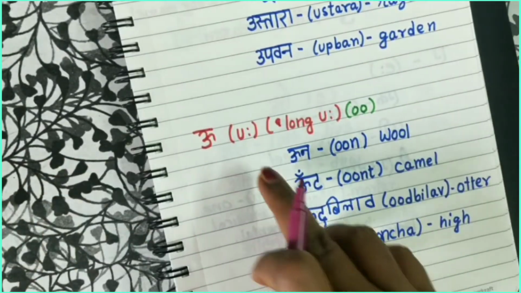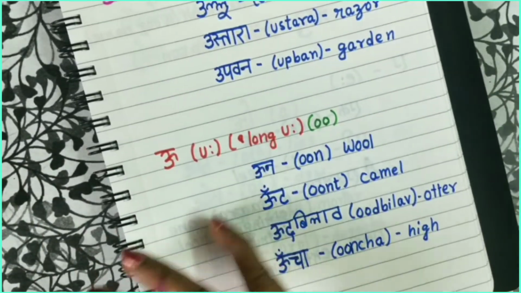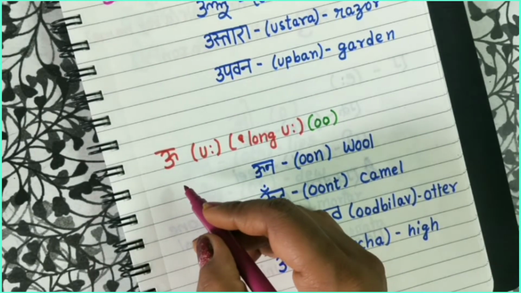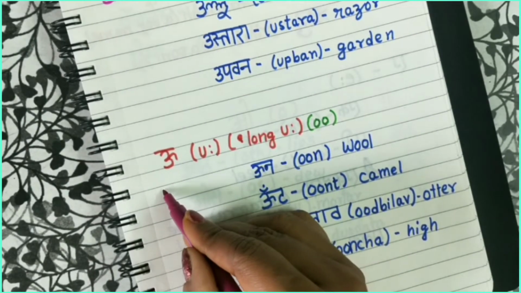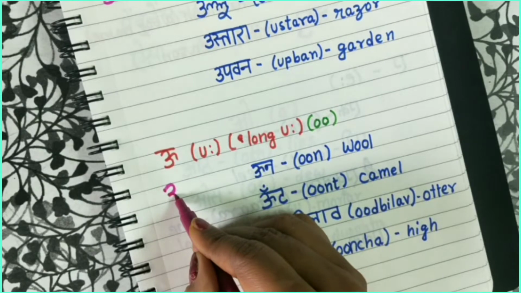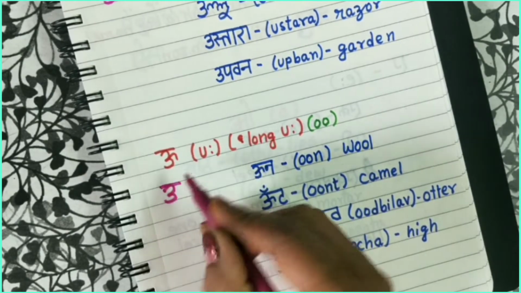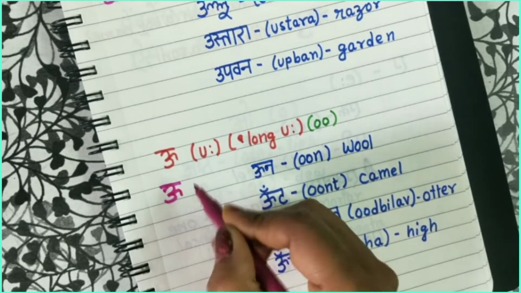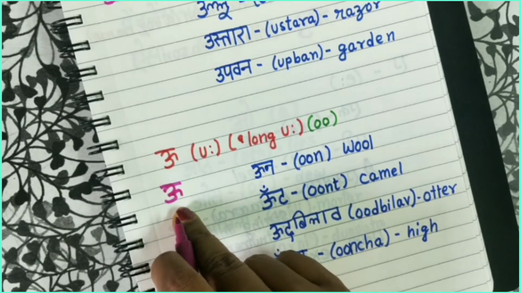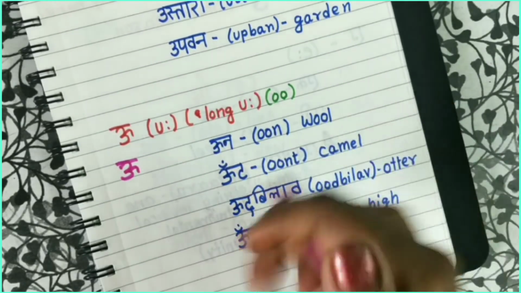And next one is oo. Okay, that is long oo. In Hindi we can say it badi oo. So how can you write? First you write one curve, then a second curve, then put a shiro rekha, then make a little tail from here. That is badi oo.